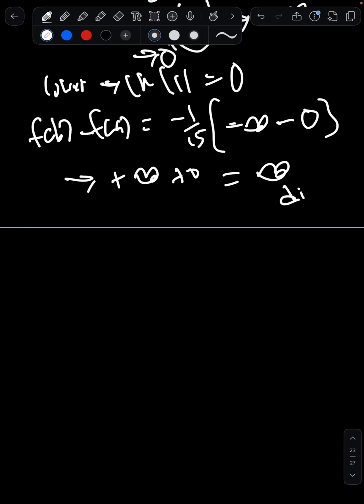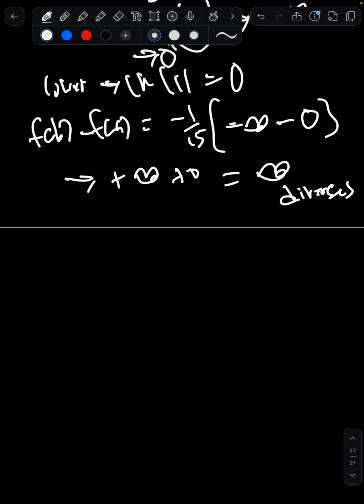So this integral diverges, which means that it does not have a specific finite value that it converges to. It instead diverges and just goes either to negative infinity or infinity. In this case, it's infinity. Hopefully that wasn't too bad.